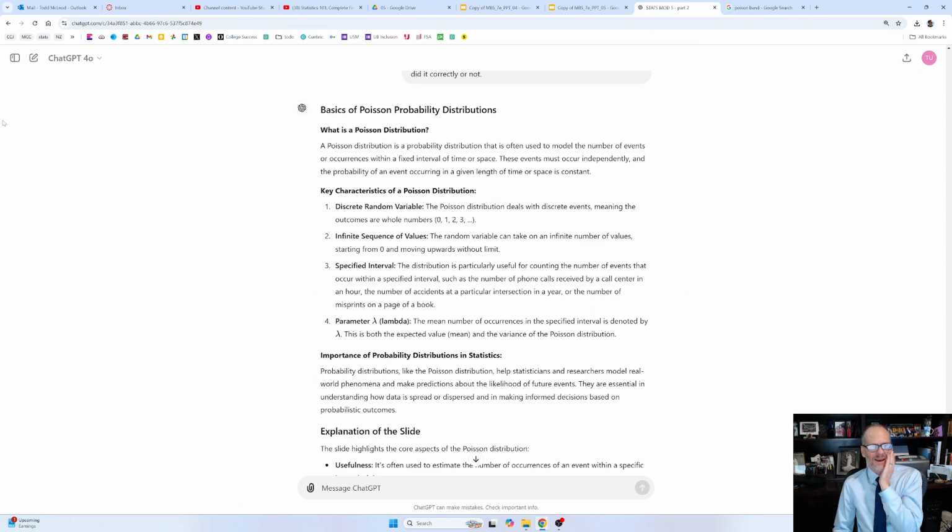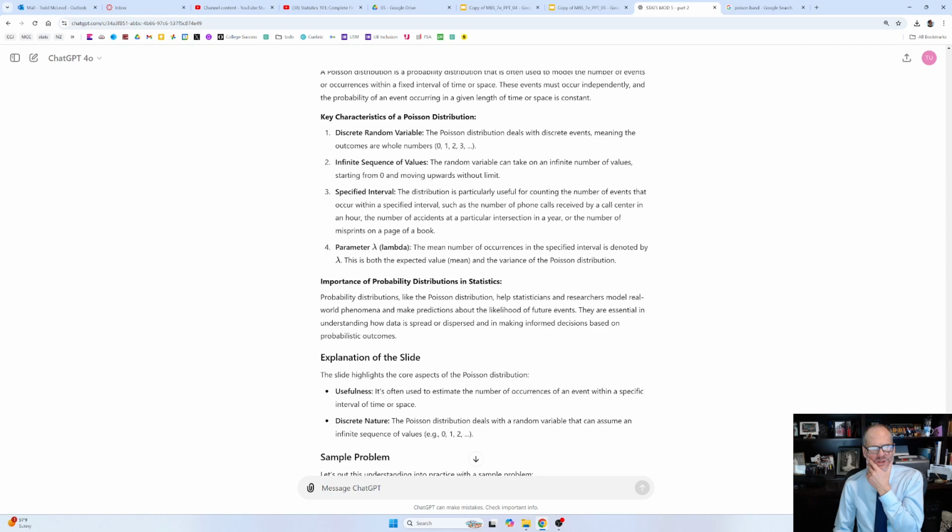Basics of Poisson probability distributions. Poisson distribution is a probability distribution that is often used to model the number of events or occurrences within a fixed interval of time or space. These events must occur independently, and the probability of an event occurring in a given length of time or space is constant. Key characteristics of Poisson distribution.